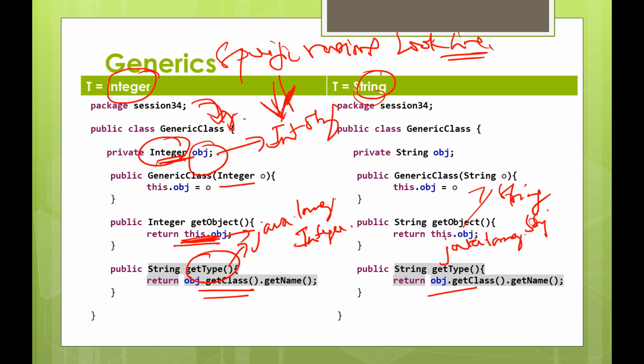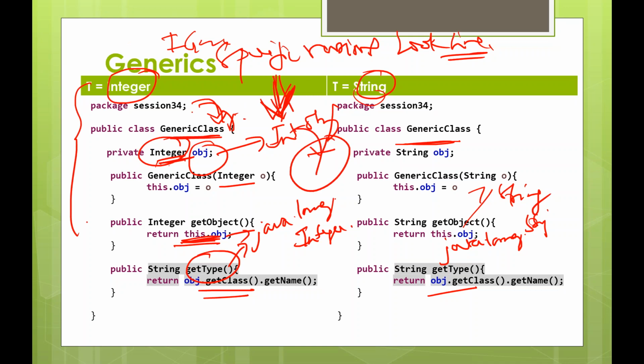The compiler, or the Java runtime system, will not create any different versions of this particular generic class. There will be only one generic class, but the type parameter T is replaced with whatever data type we pass while creating an object. This is called erasure. E-R-A-S-U-R-E.